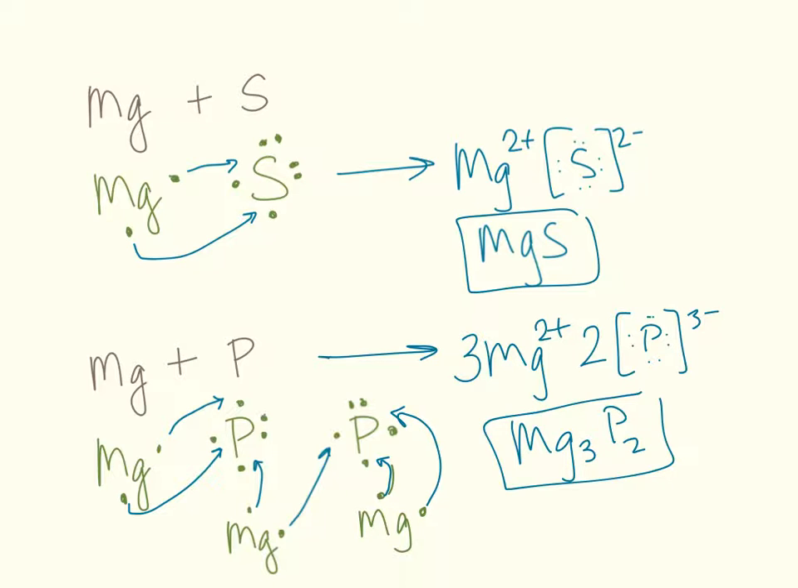And that's all there really is to it. You just have to make sure that all the electrons are moved to complete an octet on one atom, and they're all lost on the other atom. And they're always going to be lost on the metal, and they're always going to be gained on the nonmetal.